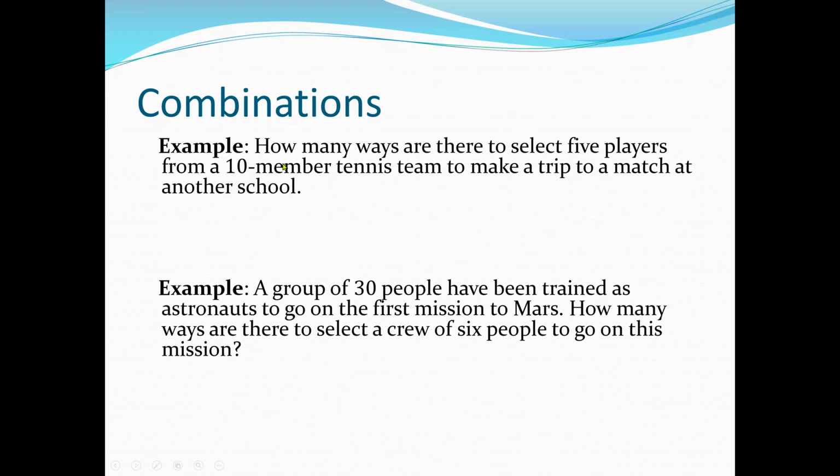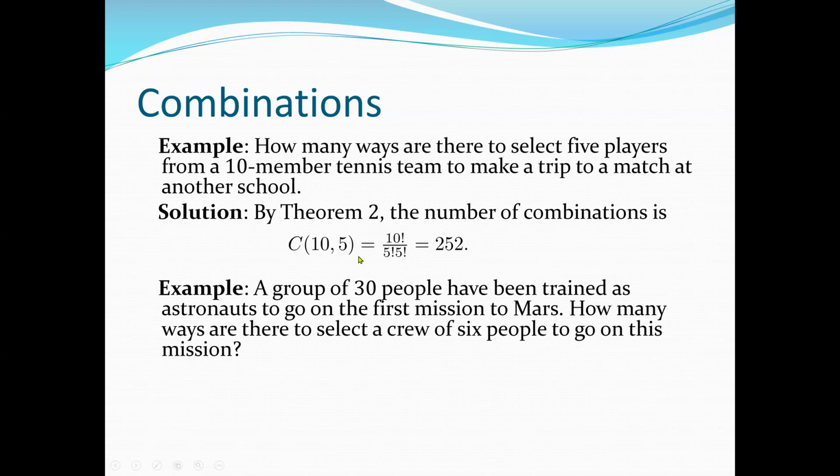Okay, so let's draw another example here. How many ways are there to select 5 players from a 10-member tennis team to make a trip to a match at another school? So we want to select 5 players from 10 members. Straightforward, R will be 5, N will be 10. So we get C(10, 5), which we know the formula is N factorial over N minus R factorial times R factorial. N minus R is 10 minus 5, which is 5, and R also is 5. So we get 5 factorial and 5 factorial at the bottom, and 10 factorial at the top. So the answer will be 252. Again, you open the factorials and cancel and multiply.